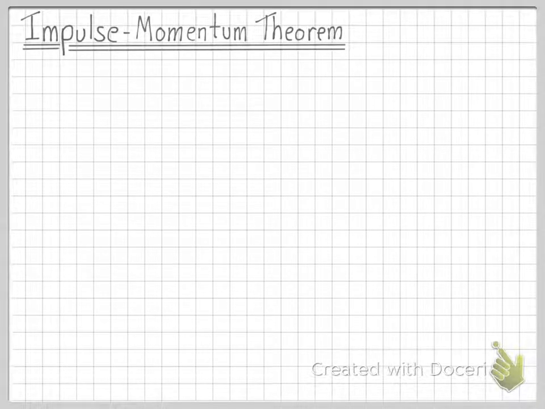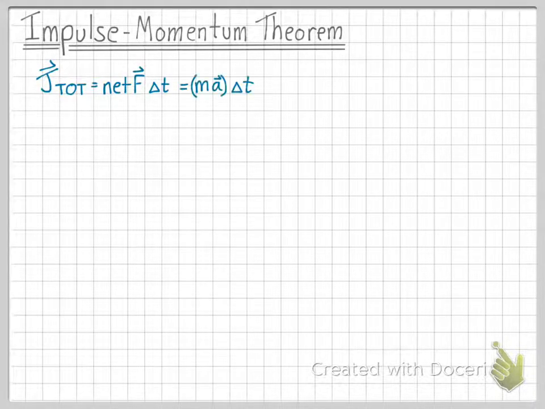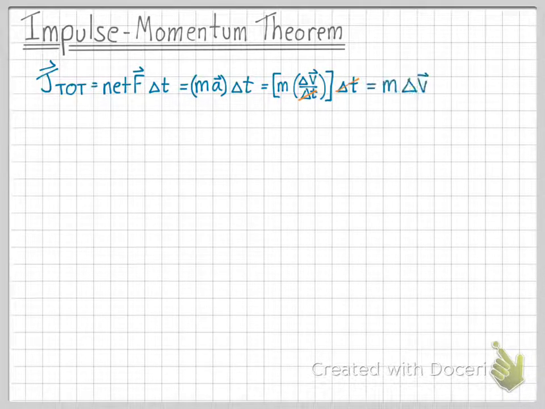This video reviews the impulse momentum theorem. We know that impulse is equal to the net force times time, and that the net force is equal to mass times acceleration, and that acceleration is really just change in velocity over change in time. And we can see that these t's cancel, and we are left with mass times change in velocity, which we know is equal to the change in momentum.